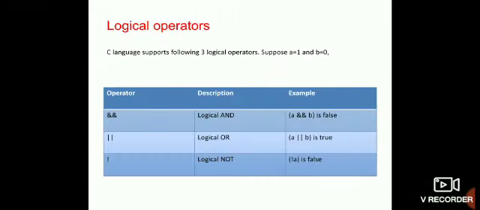Now let's have a look on logical operators. There are total 3 types of logical operators in C. The first is logical AND, the second is logical OR, and the third is logical NOT.